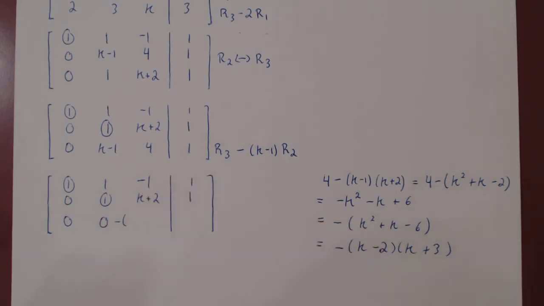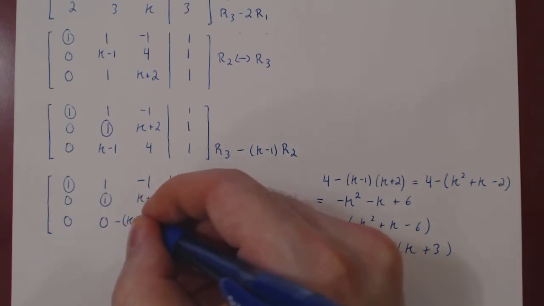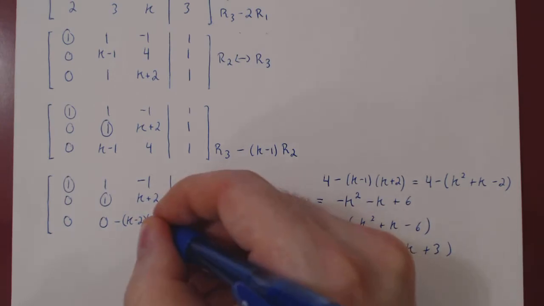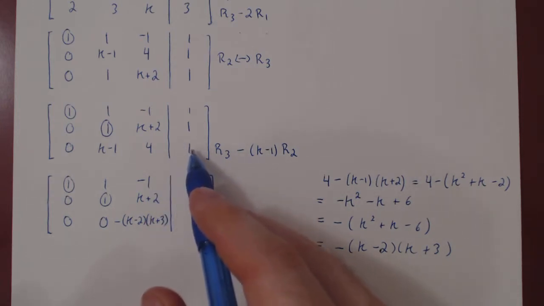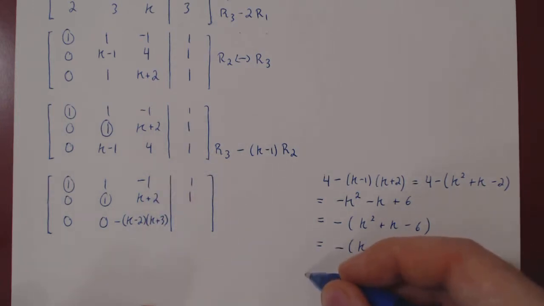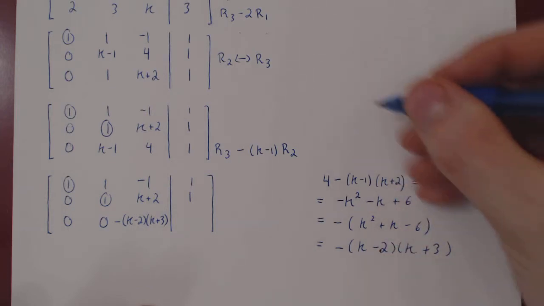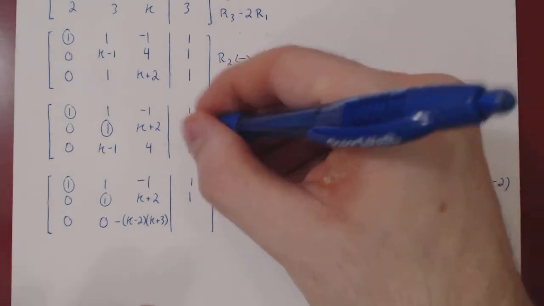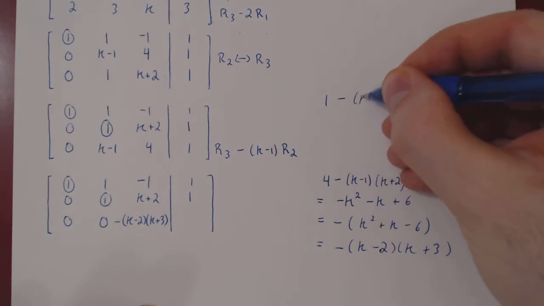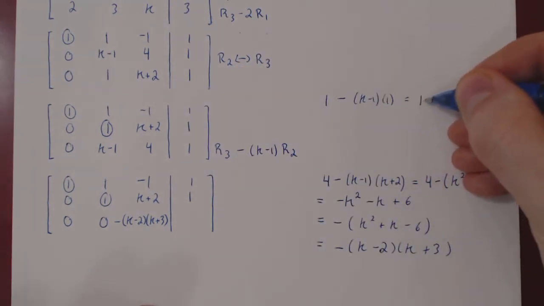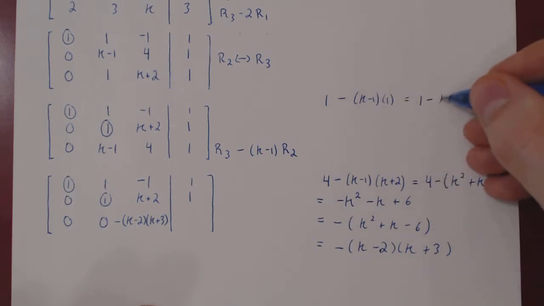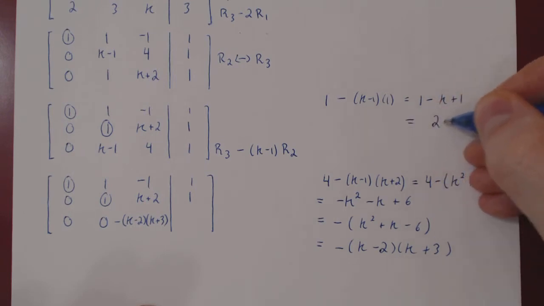So negative k minus 2 times k plus 3. And finally, 1 minus k minus 1 times 1. Let me do it here since I have the space. 1 minus k minus 1 times 1. So all we have is 1 minus this, which is minus k, minus minus is plus, plus 1. And so we get 2 minus k.